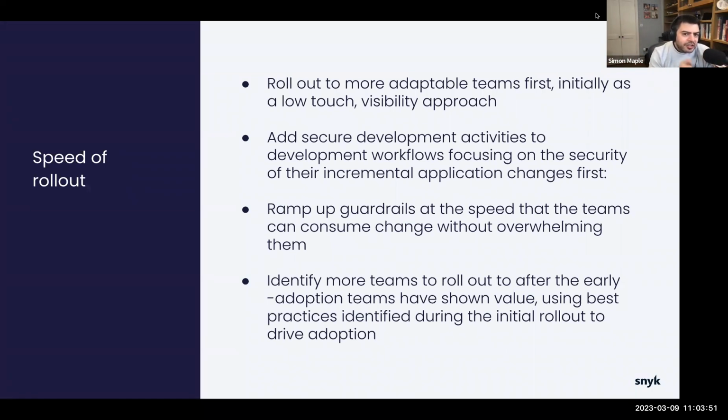We need to roll out, first of all, to the most adaptable teams. It says here, the teams that are most likely to adjust to change, and we do this in a way whereby the changes are small, maybe visibility only, and then slowly build that up with a kind of low touch to medium touch, depending on where they use a tool or where they add that process in.